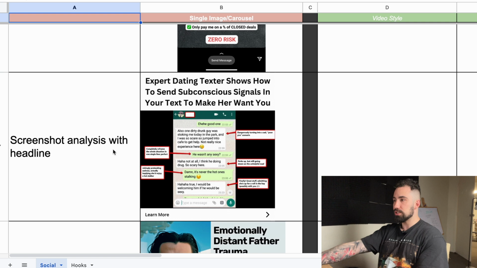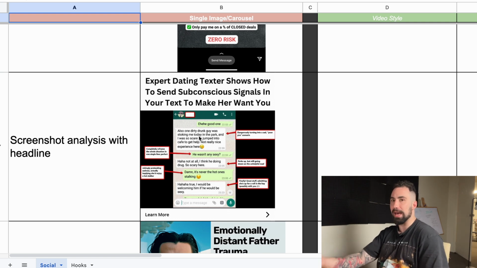So let's go down. We have screenshot analysis with headlines. So this is a good ad. Why?